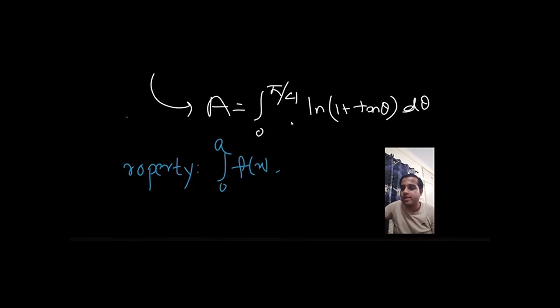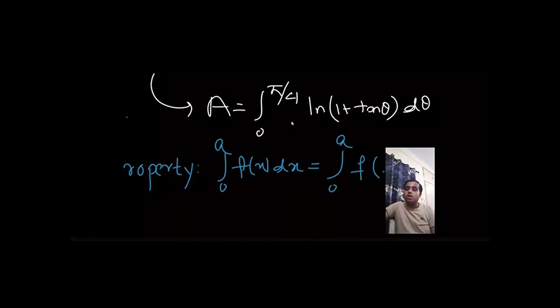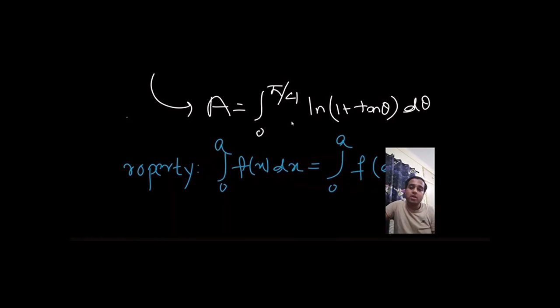It has a simple property that the integration from 0 to a of f(x) dx is equal to the integration from 0 to a of f(a minus x) dx. It is actually linked with the concept of area under a curve.